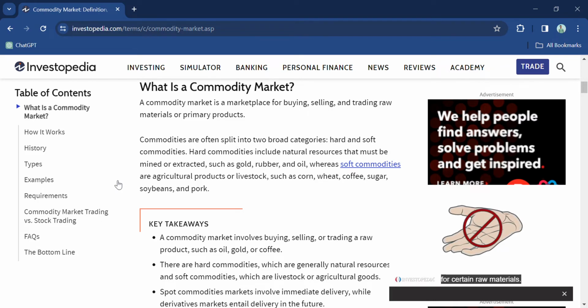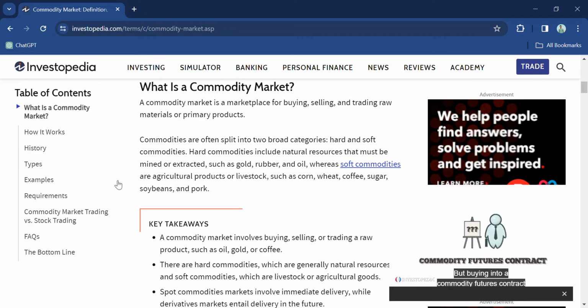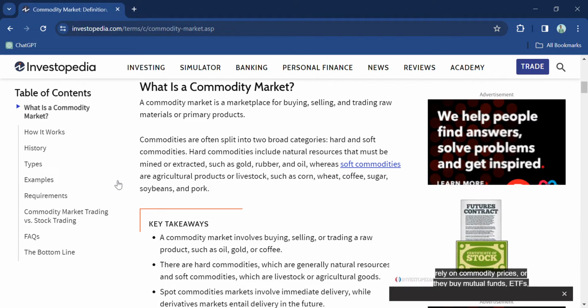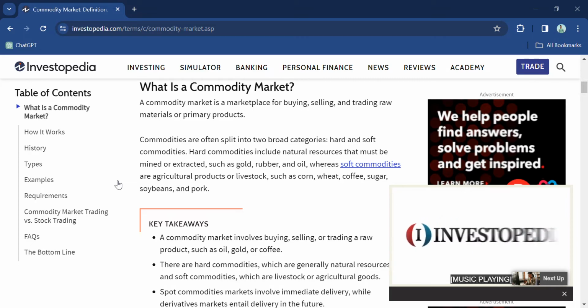A commodity market is a marketplace for buying, selling, and trading raw materials or primary products. Commodities are often split into two broad categories: hard and soft commodities. Hard commodities include natural resources that must be mined or extracted, such as gold, rubber, and oil, whereas soft commodities are agricultural products or livestock, such as corn, wheat, coffee, sugar, soybeans, and pork.